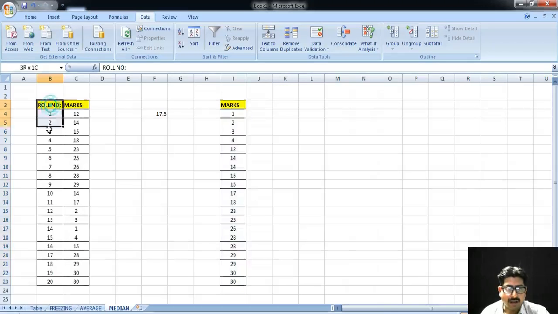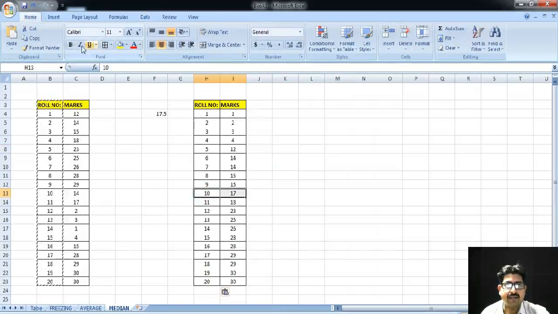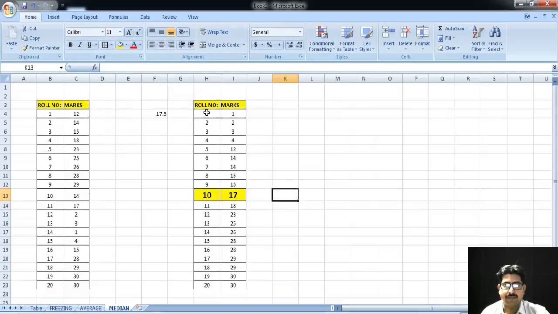Okay, let's do one thing. How many students have we got? Again this much, Ctrl V. So see 17.5, see this point, let me make it a little bit red, and a little bit larger in size so that you can observe it. Yes, what we are getting is that these are the roll numbers 10, 1 2 3 4.